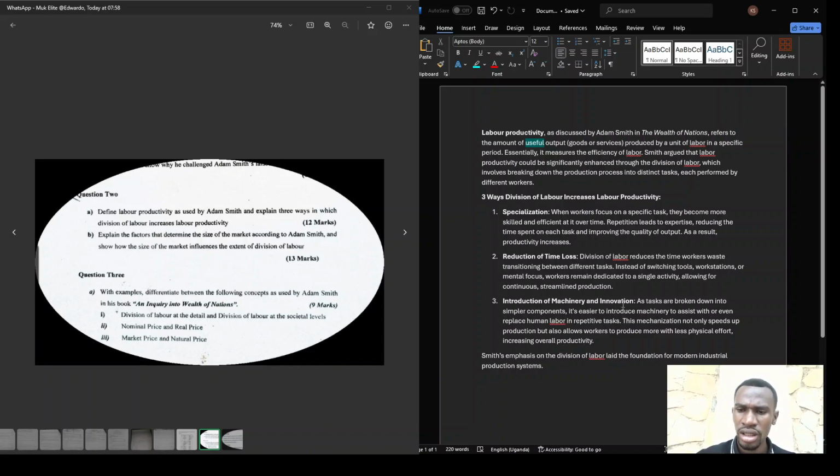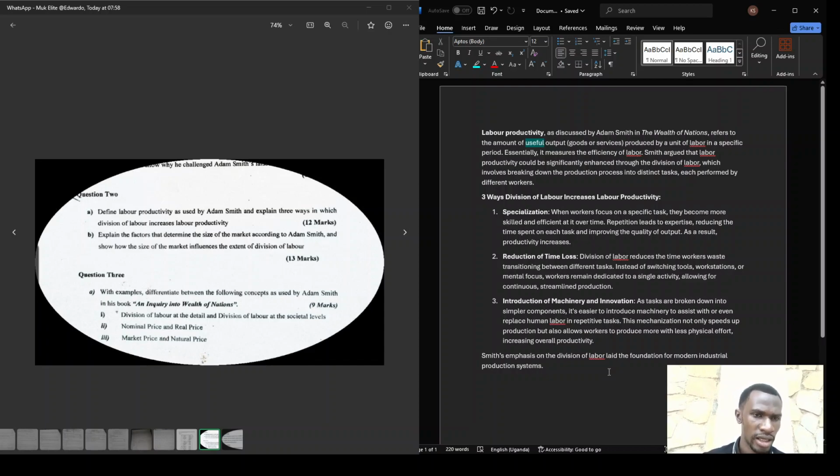So introduction of machinery. When you know that you're the one to spray the animals, you always find yourself asking, how can I devise means to make my work simpler? This mechanization not only speeds up the production, but also allows workers to produce more with less physical effort, increasing overall productivity. Therefore, Smith's emphasis on the division of labor laid the foundation of modern industrial production systems.